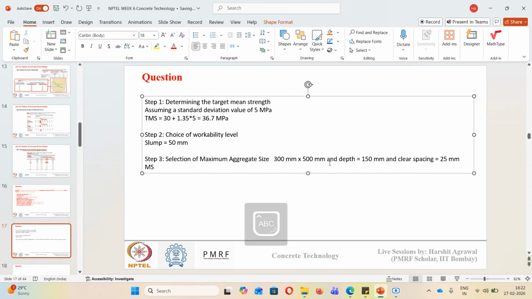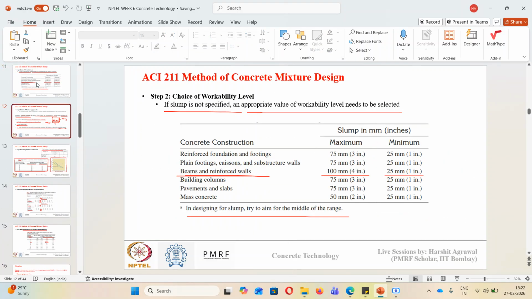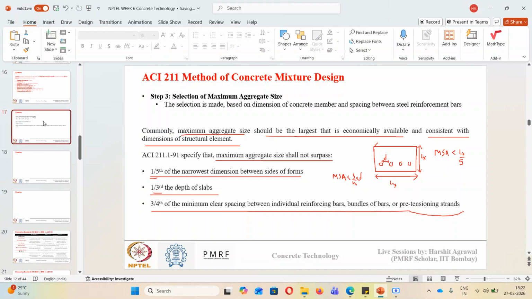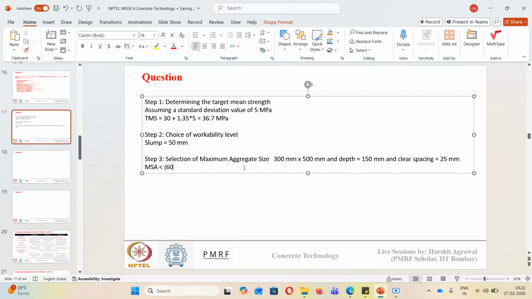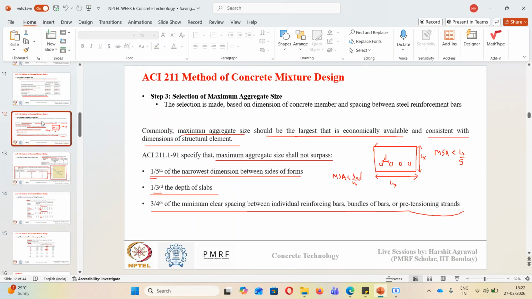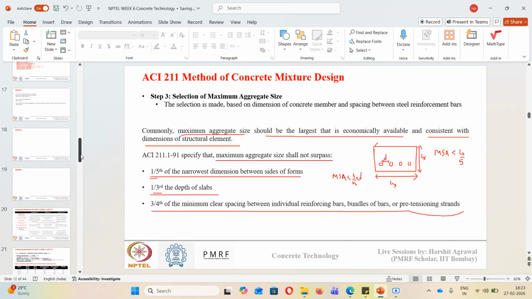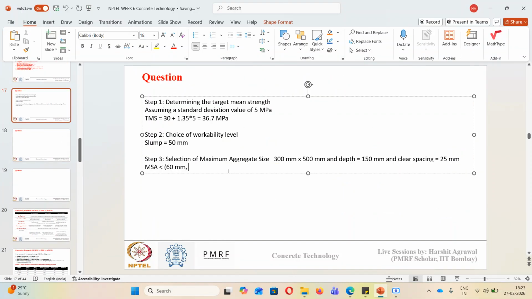So my maximum aggregate size should be less than, first condition, 1/5 of the narrowest dimension of the beam. So 1/5 of 300 will be 60 mm. Then 1/3 of depth of slab, which is 50 mm, and 3/4 of clear spacing between bars. So 3/4 of 25 mm will be 18.75 mm.